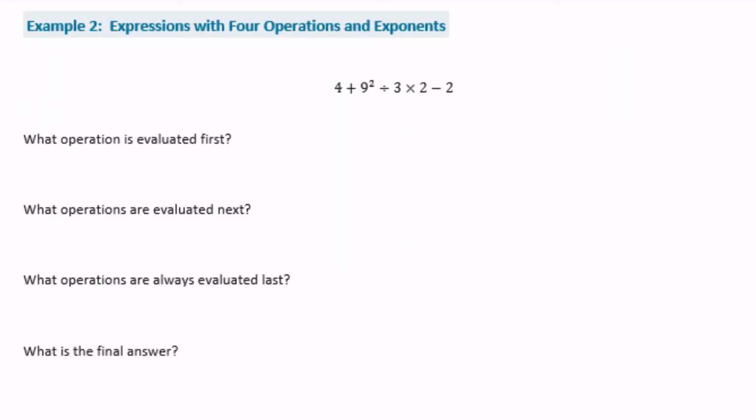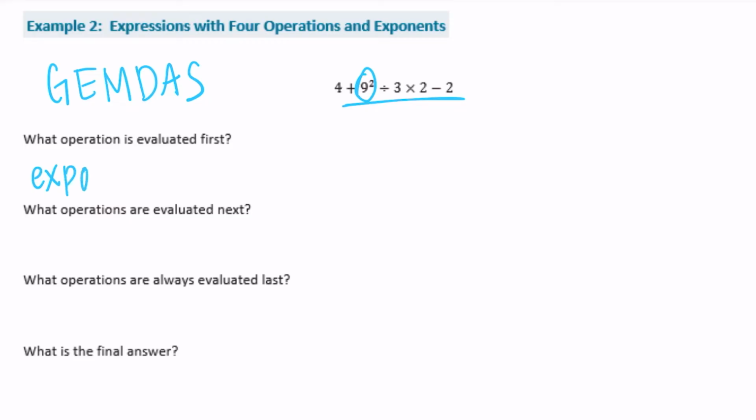Okay, now we're making it a little bit difficult by adding in the exponents. So we're going to add in the E part of GEMDAS. So what operation here would be solved first? Here we would solve the exponent first, the exponent being 9 to the 2nd power. And 9 to the 2nd power is the same as saying 9 times 9, which would be 81.